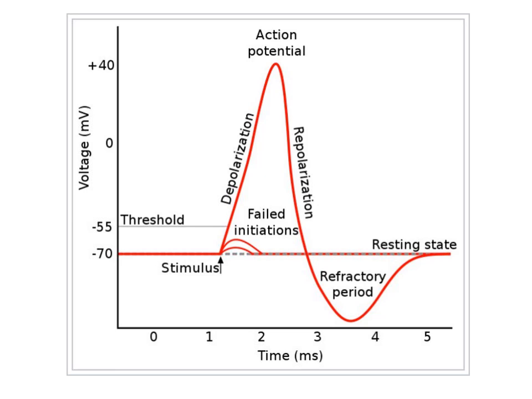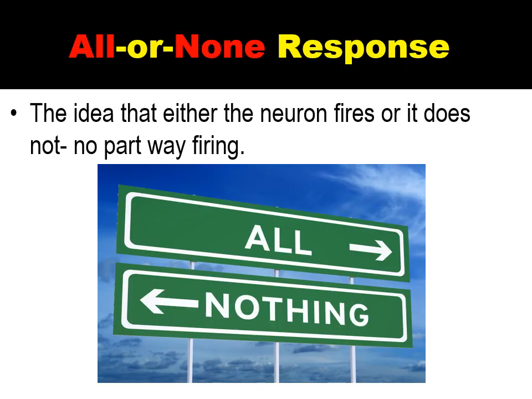So you can see the absolute threshold, you can see depolarizing, action potential, repolarizing, refractory period, back to resting state, and over and over again with our voltage on the side, our millivolts. It is an all or none response. What do we mean by that? You either fire or you don't fire. The neuron will either completely fire, completely have an electrochemical reaction, or it won't. There is no part way. There is no halfway. It's going to go or it's not going to go.